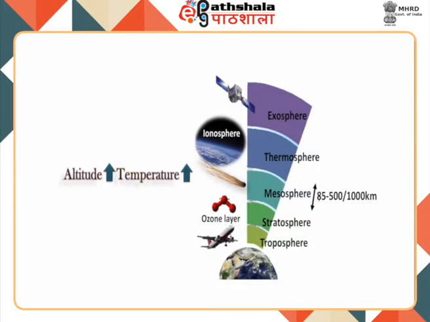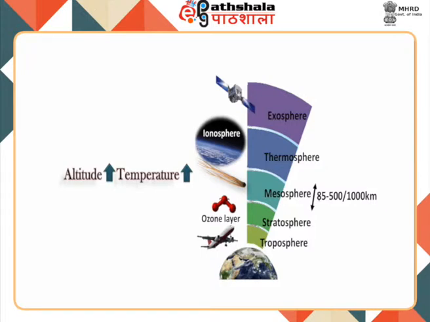The next layer is the thermosphere, which ranges from 85 to 500 or 1000 kilometers. This range varies because of solar activity. When the sun is emitting more high energy radiations, the thermosphere expands under the heat and thus its height at the top changes. The temperature of this layer increases with height because of increased exposure to the sun's radiation.